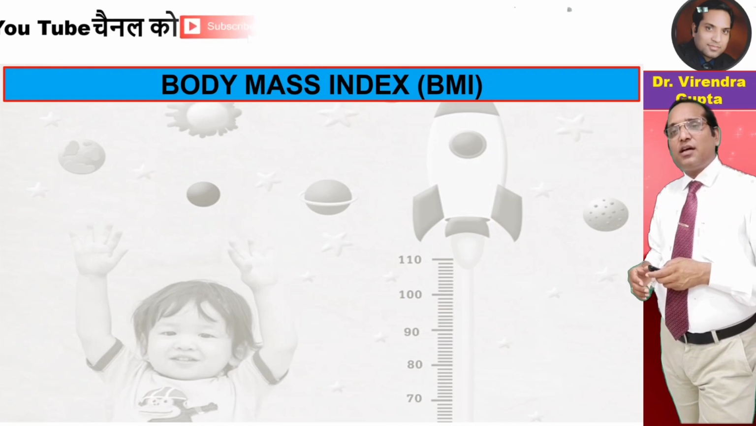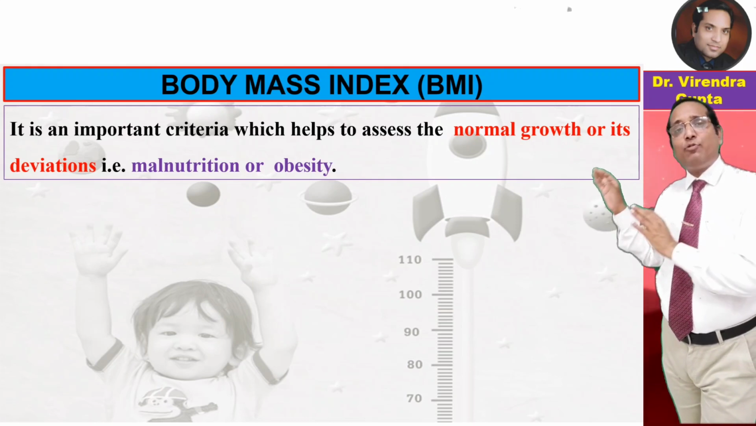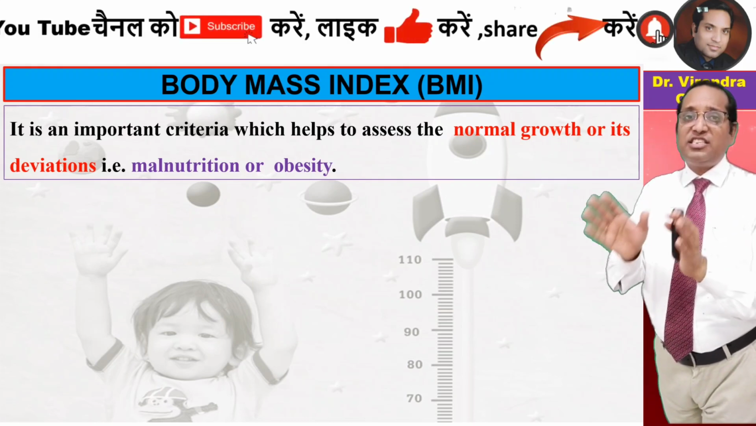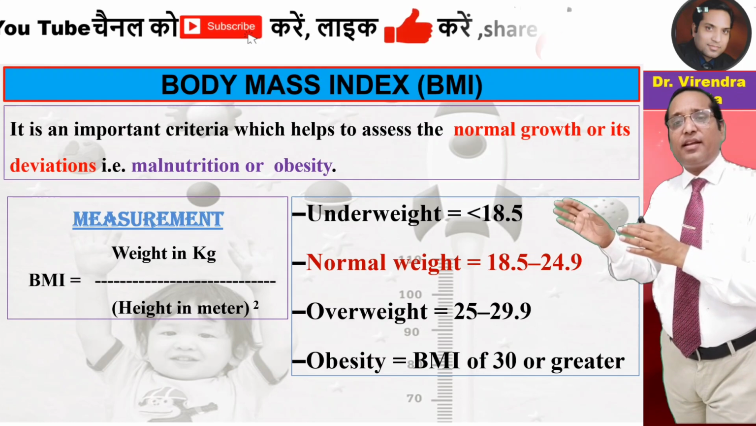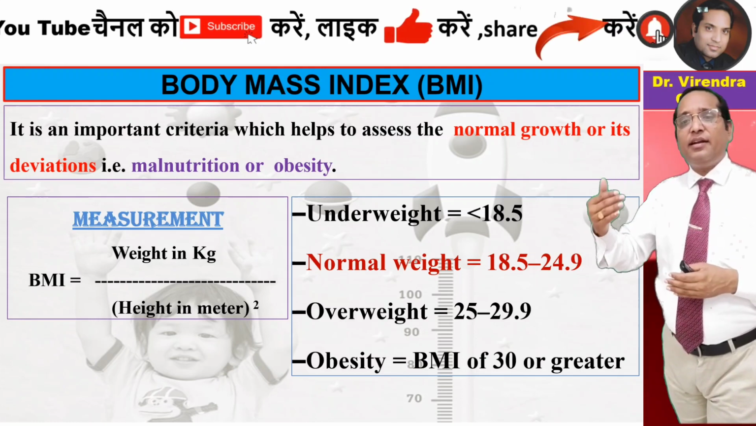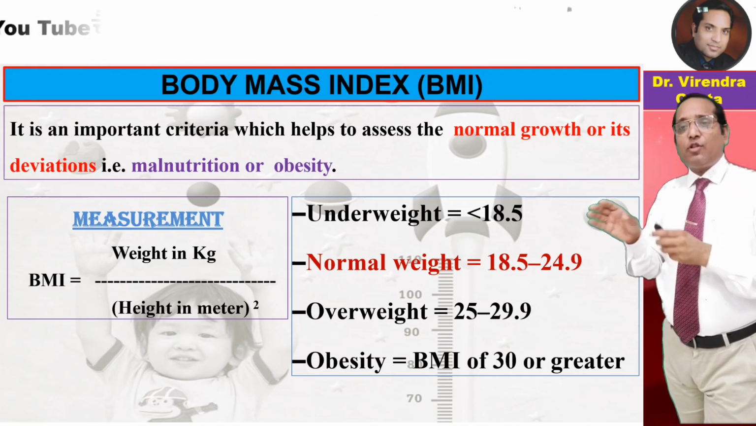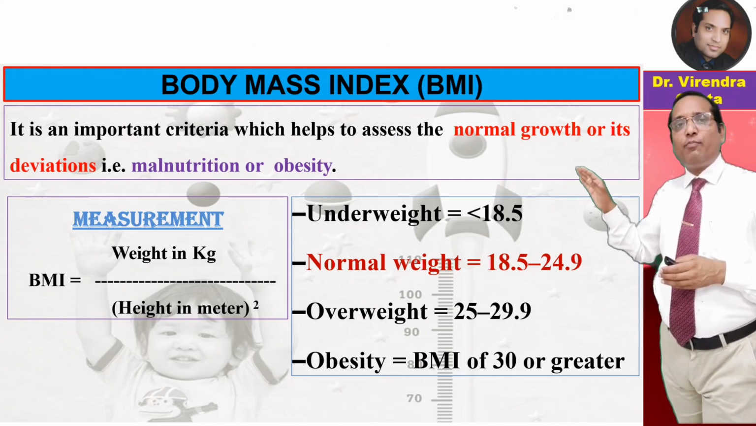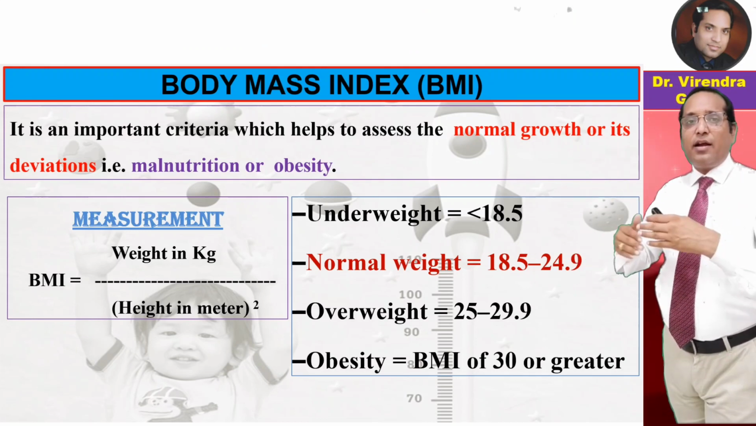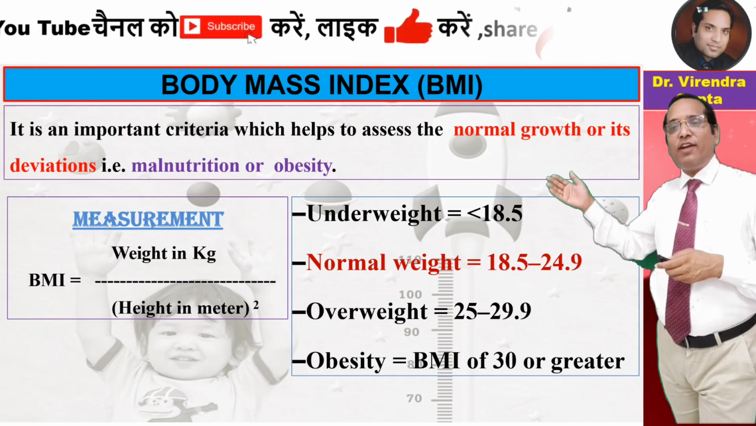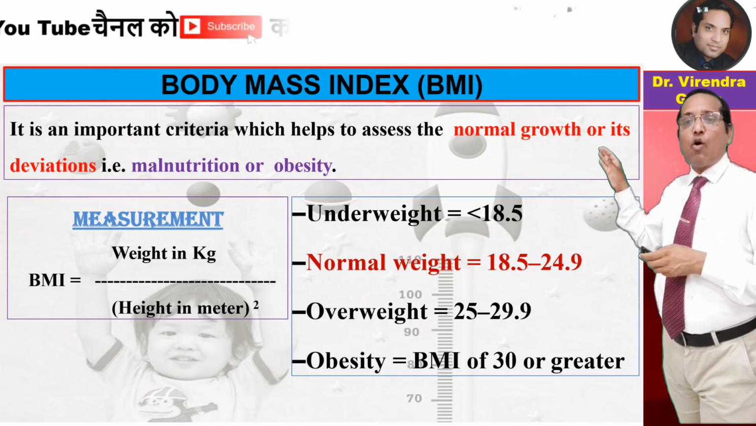So guys, our next parameter is the body mass index, which is a dependent parameter, and it is an important criterion which helps to assess normal growth or its deviation, like malnutrition and obesity. It is measured as the weight in kilogram divided by the height in meter square of the body. Normally the body mass index is 18.5 to 24.9 kilogram per meter square, and below that is underweight, and over 24.9 is overweight, which is up to 29.9, and more than 30 is known as obesity.